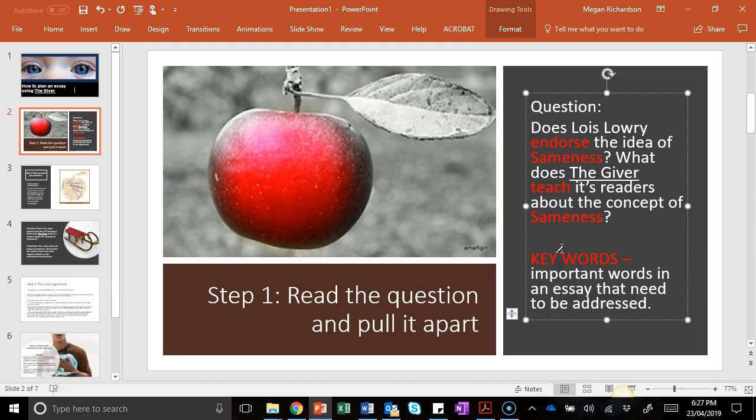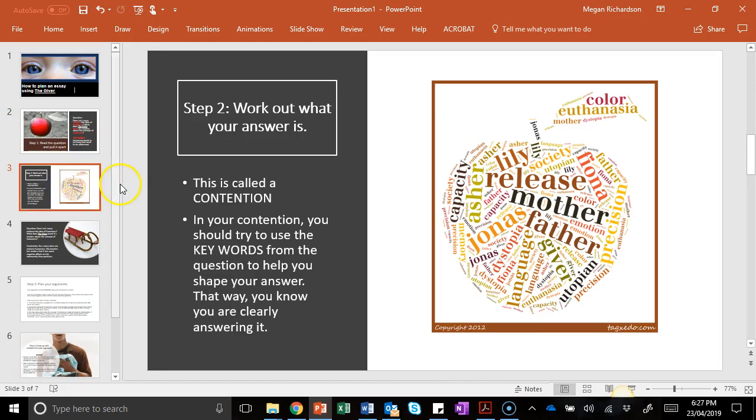The reason we highlight our keywords is so that we can make sure that we are understanding the question, that we know exactly what the question's asking us and what is important in the question. Okay, so that is step 1. Ready for step 2?